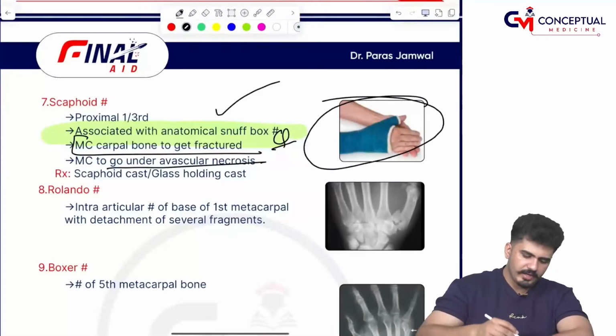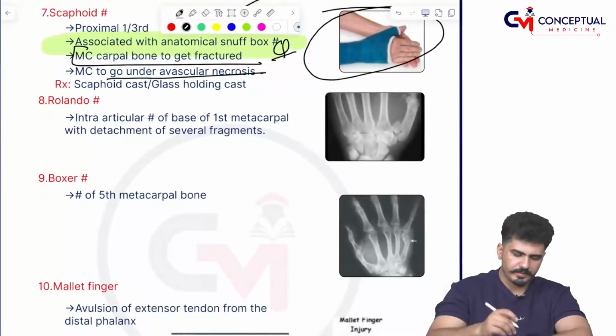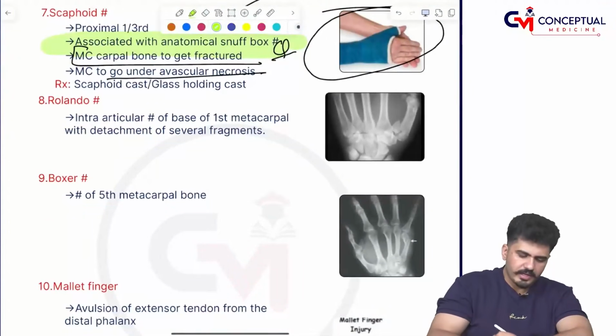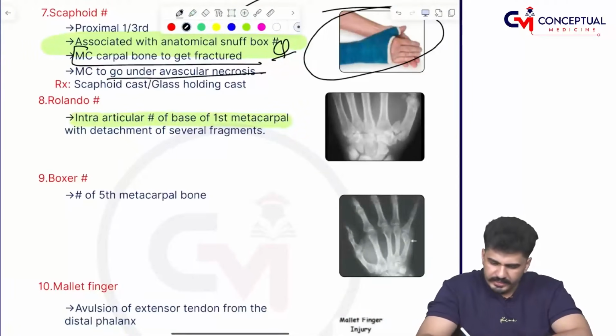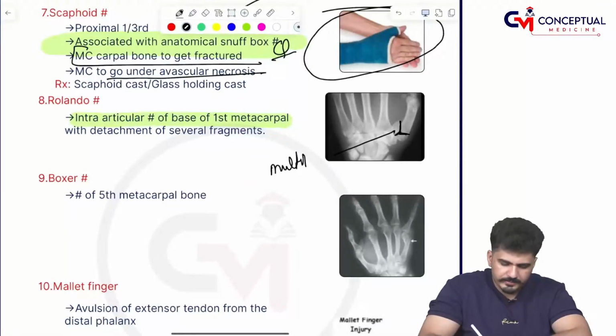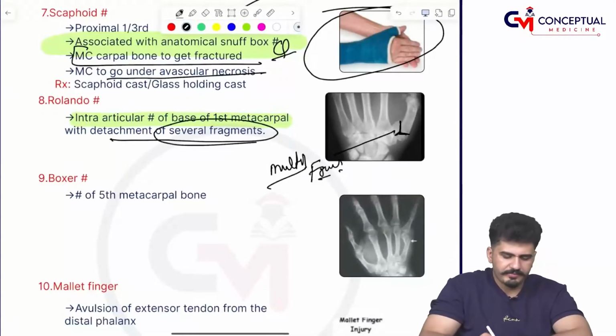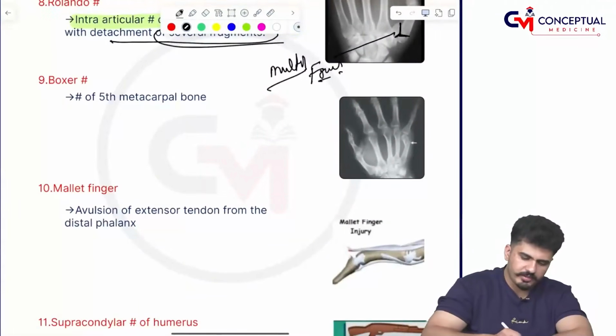Okay, done. Now coming to the Rolando fracture. Intra-articular fracture of the base of the first metacarpal, you can see right here, sir. This fracture is dividing it into multiple fragments, detached with several fragments. This is called Rolando fracture. Boxer's fracture is on the fifth metacarpal.